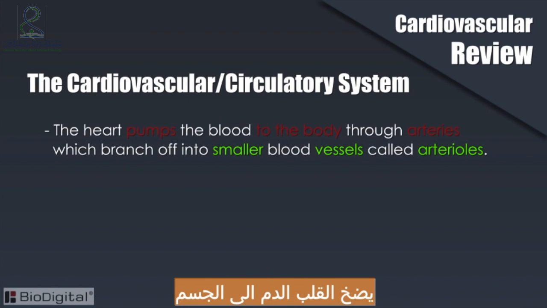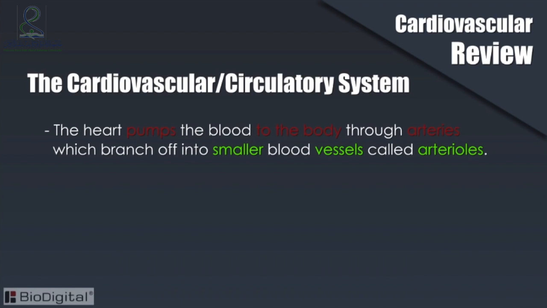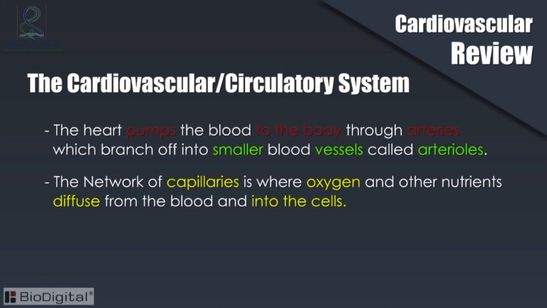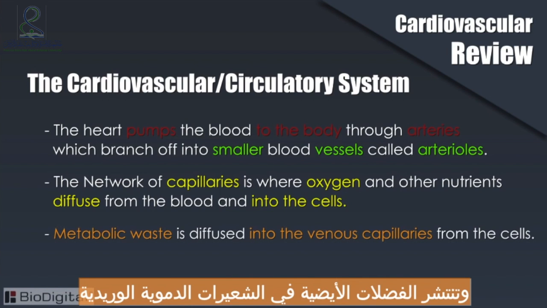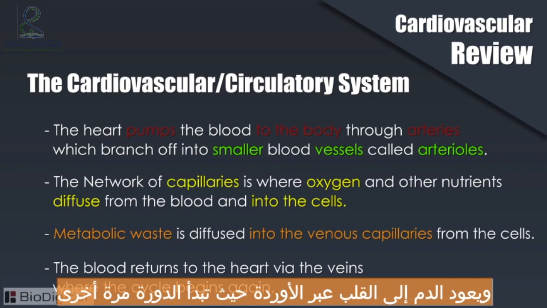The heart pumps the blood to the body through the arteries, which branch off into smaller blood vessels called arterioles. The network of capillaries is where oxygen and other nutrients diffuse from the blood and into the cells. As oxygen and nutrients are diffused into the cells from the arterial capillaries, metabolic waste is diffused into the venous capillaries from the cells. The blood returns to the heart via the veins, where the cycle begins again.